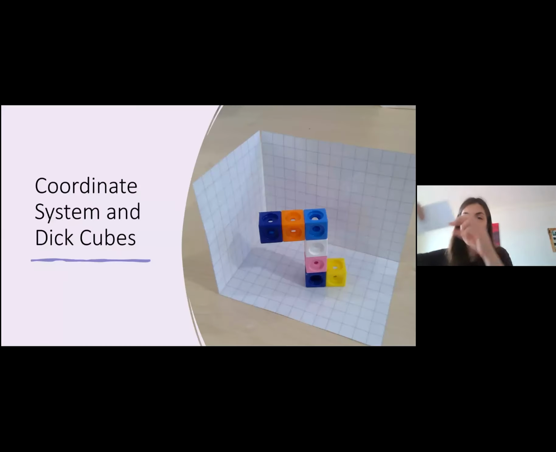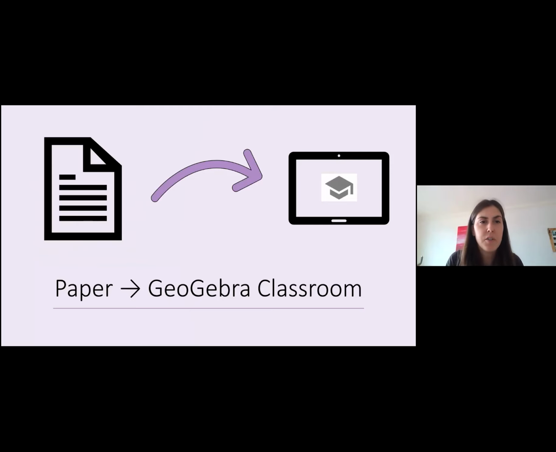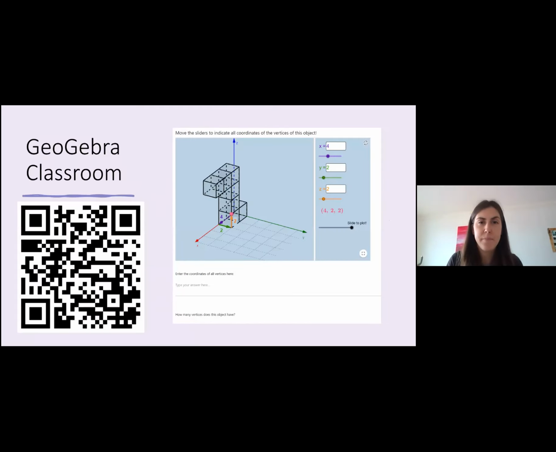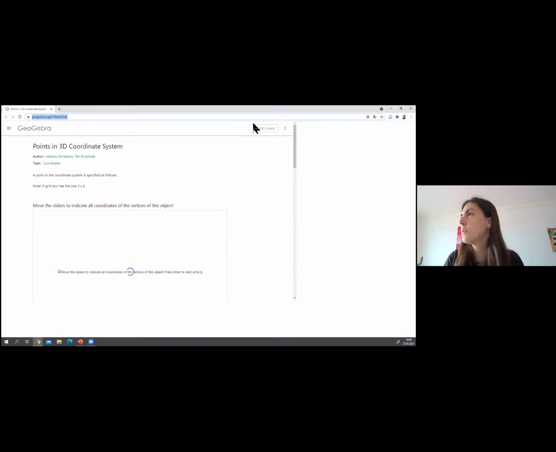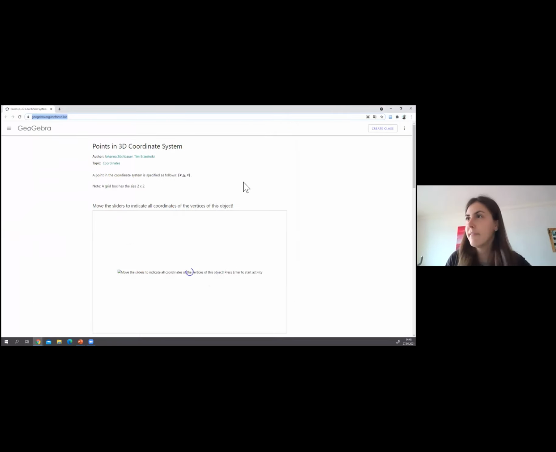Moreover, students will get 3D coordinate systems that they built by themselves before, and to put the object inside this coordinate system. So that was a task without technology, and with technology, with GeoGebra Classroom, the worksheet could look like this. So I will share this worksheet. So can you see it now? It's still loading. Yes, perfect. Great.